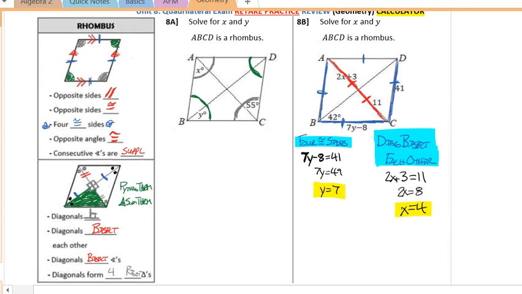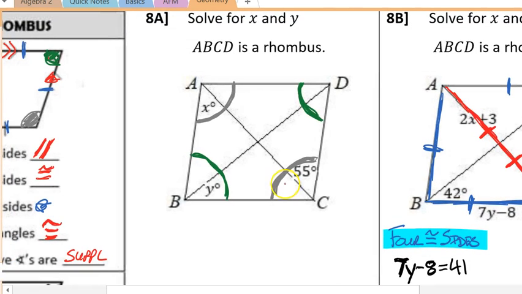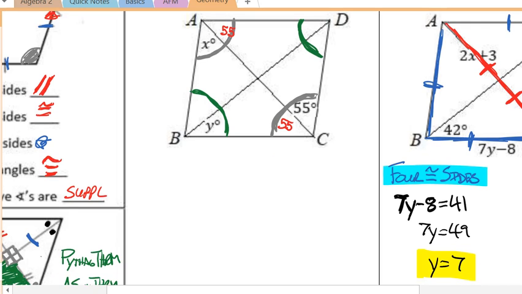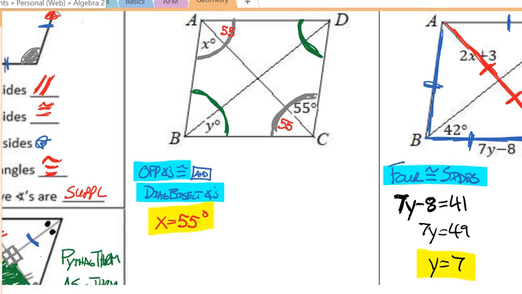So let's go ahead and finish off 8a. I have to figure out the values of x and y. So for x, well, I know that opposite angles are congruent, but I also know that the diagonals bisect each of the angles. So if this angle is 55, that also means that this angle is 55. And that means that this angle is also 55, which means that this angle is 55. So we know that x is equal to 55 degrees. Again, coming from the combination that we know opposite angles are congruent and the diagonals bisect those angles. So all 4 of those angles that are there are congruent. So in this case, they are all equal to 55 degrees.